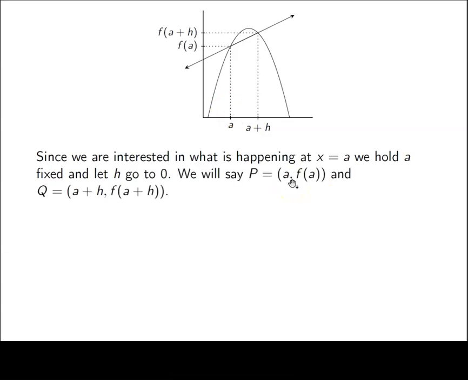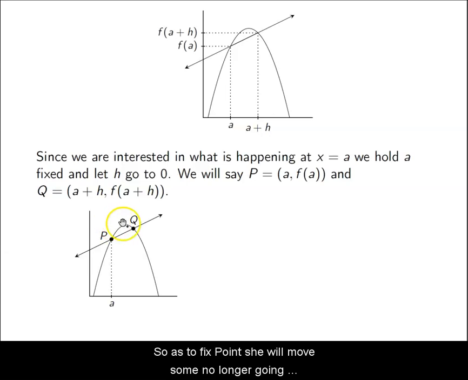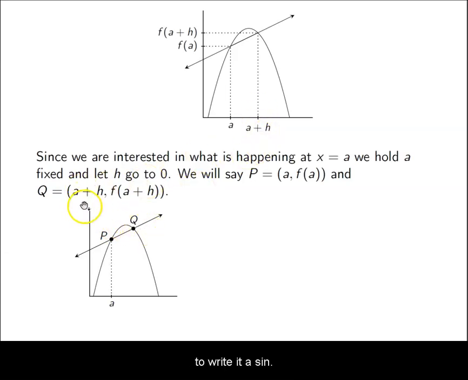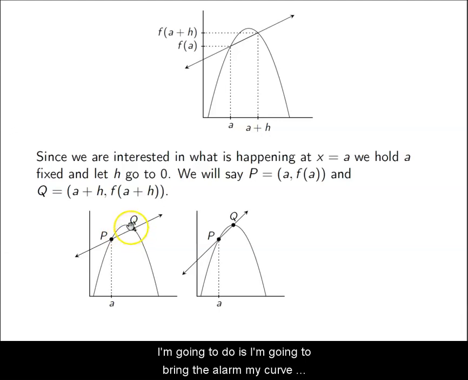So, here we go. Let's give these points some names. My fixed point, A, F of A, I'm going to call it P. And the point that I'm going to move around my curve, I'm going to call it Q. So this will be P and this will be Q. Okay. So A is the fixed point. Q will move, so I'm no longer going to write it as A plus H as the input and F of A plus H as the output, since it's going to continue to move. And what I'm going to do is bring it along my curve closer and closer to P.